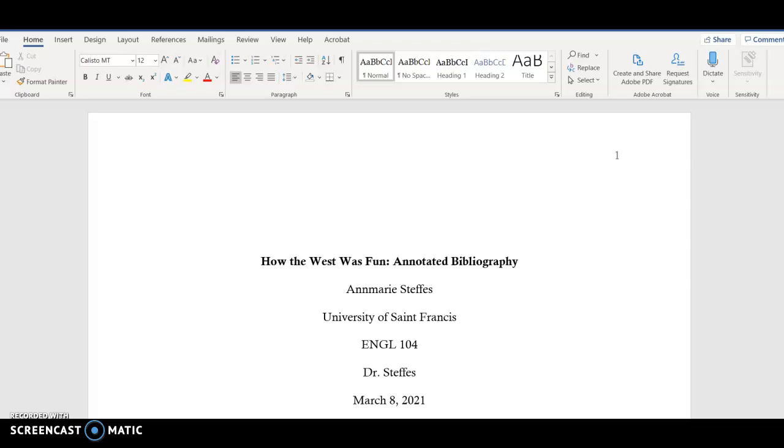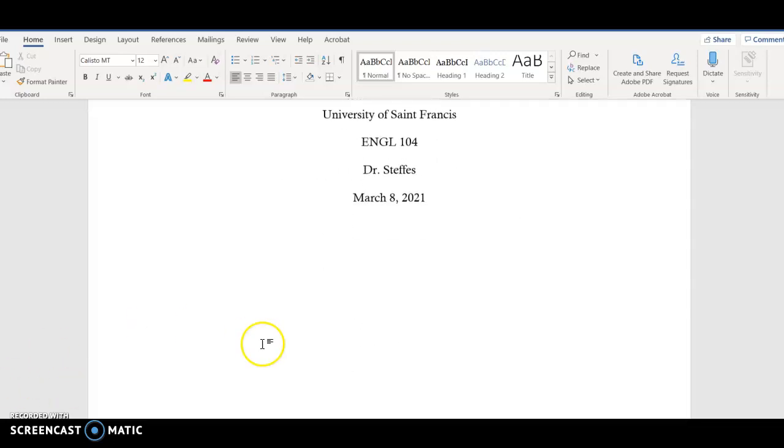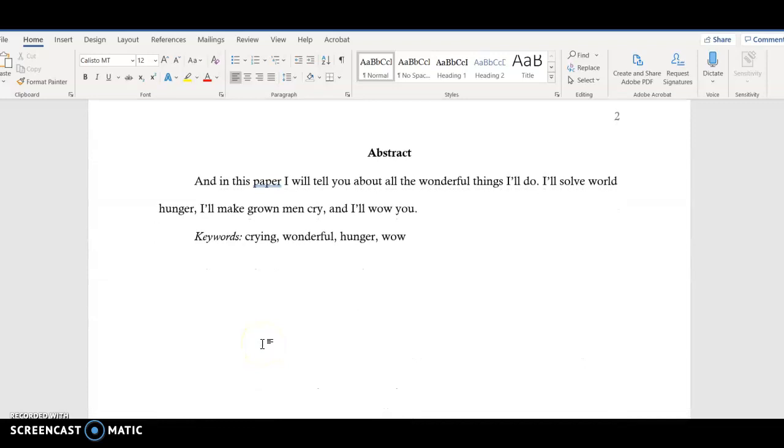In APA, we always have a title page, so you'll want to give your annotated bibliography a title here based on your topic. In APA papers, we generally have an abstract. For this abstract, I want you to do something a little bit different for this annotated bibliography. Usually an abstract is just a summary of what your paper is about for an audience, so they don't have to read the whole thing.